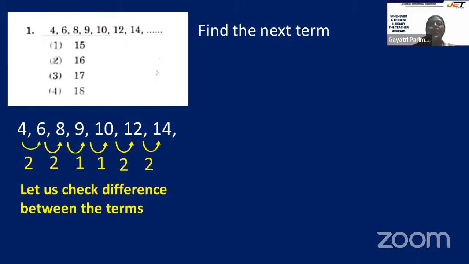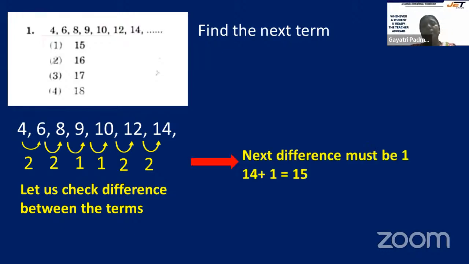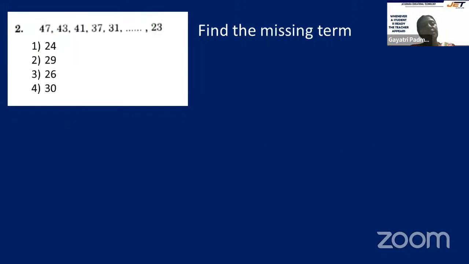So here you can see that the numbers are consecutive. The differences are 2, 2, 1, 1, 2, 2. So the next must be 1, isn't it? That is how it comes. So the next difference must be 1. Therefore, you should add 1 to 14 to give us 15. So your next answer must be 15. Therefore, option 1, 15, is the next term and that is the correct answer. All right, fine. Let's move on to the next question.